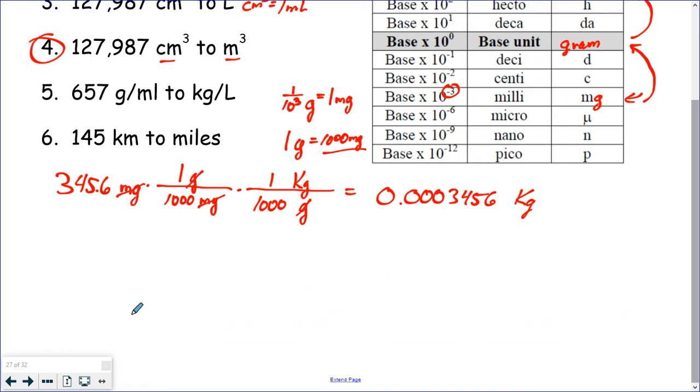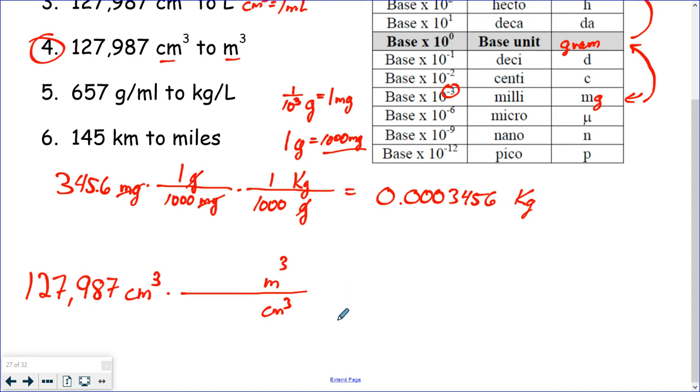For number 4, I'm going to take 127,987 cubic centimeters, and I want to convert out of cubic centimeters into cubic meters. How do we do that? Well, we need to know how the meter relates to the centimeter. So we'll write that down here. How many meters equals how many centimeters?